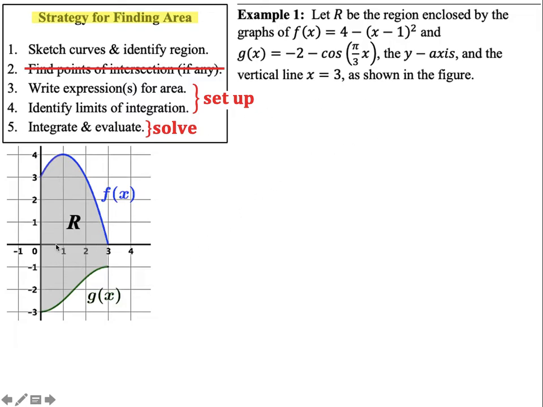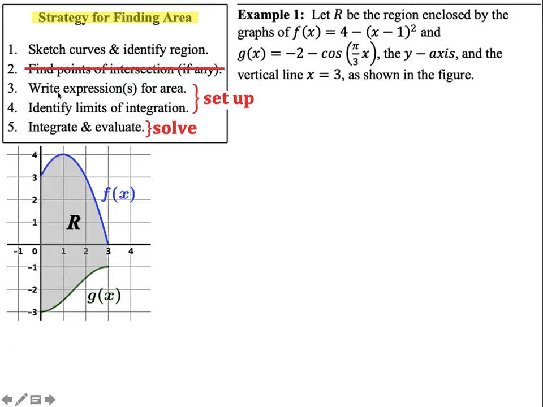So it's the region between these two and the y-axis, which means it's going to start here. That's going to make our left bound or our lower bound. And the vertical line x equals 3. So that's over here. That's going to be our right bound or our upper limit. Okay, so we notice we have an f of x and a g of x, we have an upper or a big function, a top function. We have a g of x or a lower function or a bottom function. And then this last statement here, the y-axis and the vertical line x equals 3, that's another way of setting up your bounds, your limits of integration.